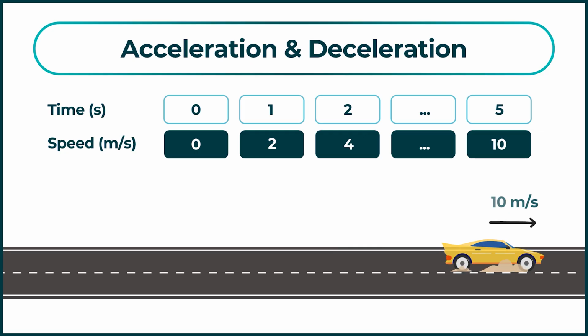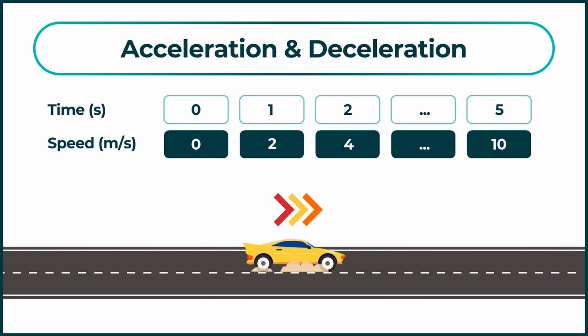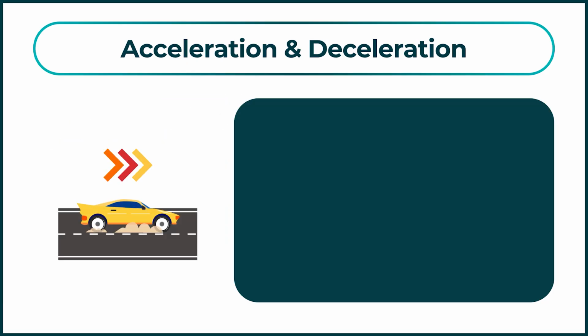During this period, the car moves faster and faster with every passing second. We can say that the car increases its velocity by 2 meters per second every second. Let's calculate the acceleration and see what we get.